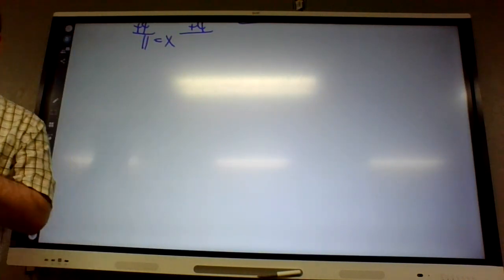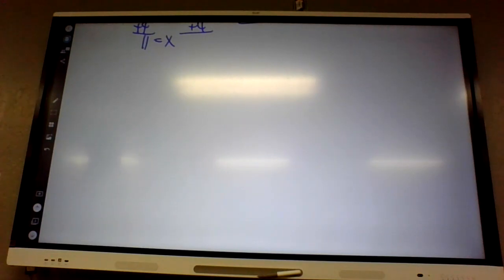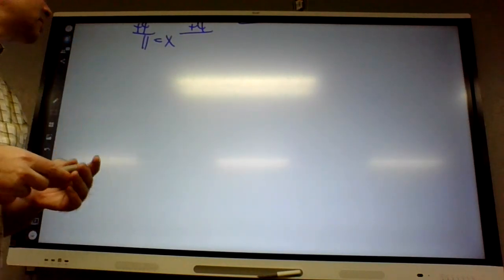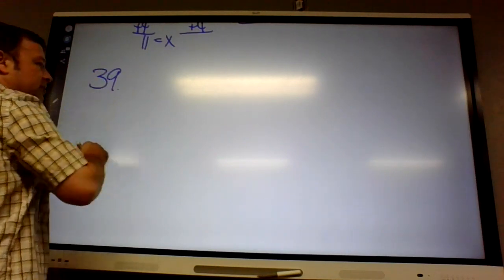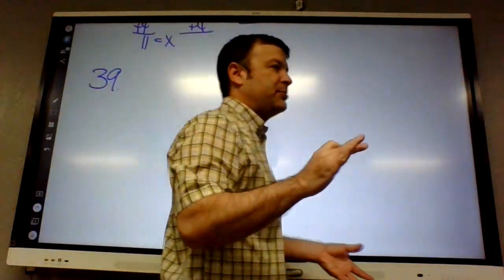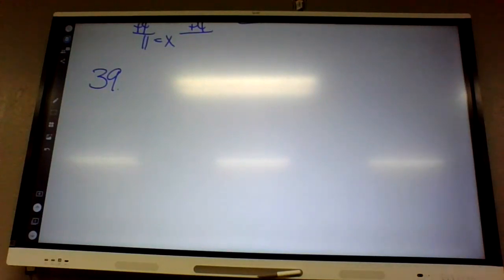So is number 39 a polygon? No, because the lines cross. The way the book says it is it's not a simple curve, but that just means the lines intersect. If you just say the lines cross, that's fine.